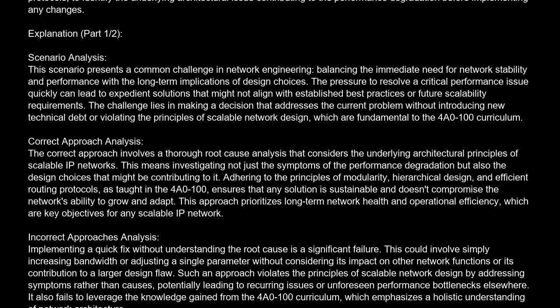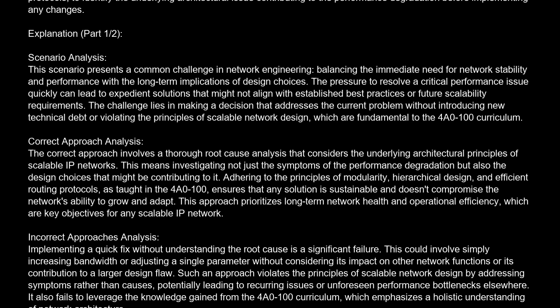Correct approach analysis. The correct approach involves a thorough root cause analysis that considers the underlying architectural principles of scalable IP networks. This means investigating not just the symptoms of the performance degradation, but also the design choices that might be contributing to it. Adhering to the principles of modularity, hierarchical design, and efficient routing protocols, as taught in the 4A0-100, ensures that any solution is sustainable and doesn't compromise the network's ability to grow and adapt. This approach prioritizes long-term network health and operational efficiency, which are key objectives for any scalable IP network.